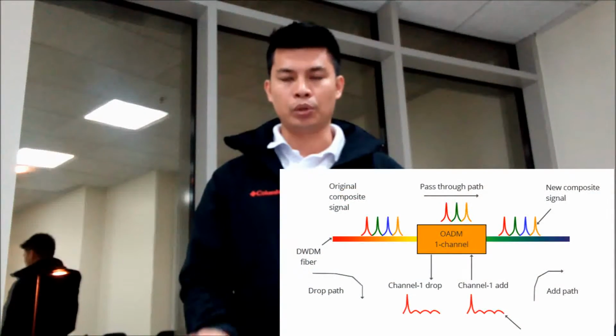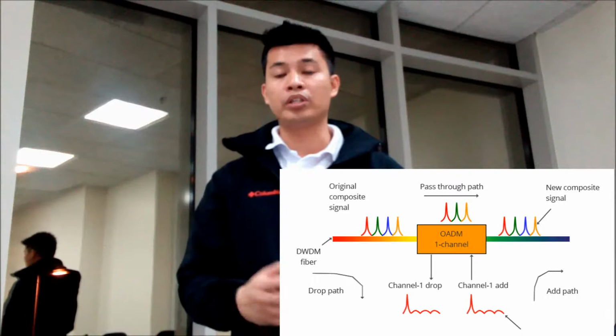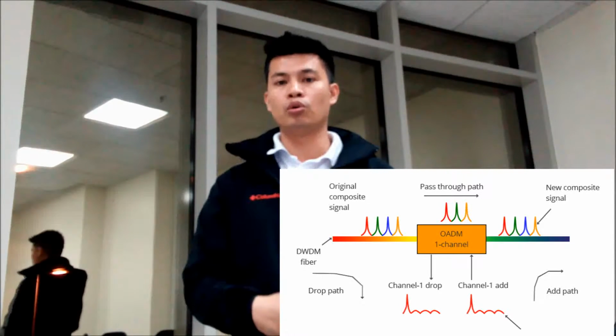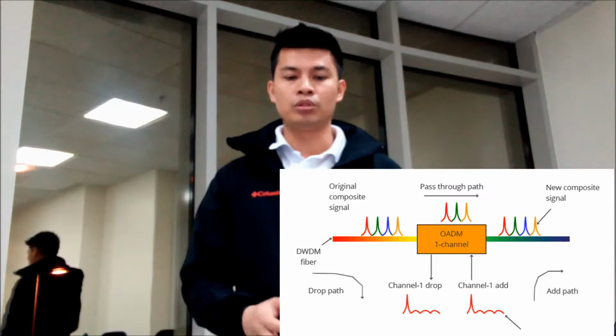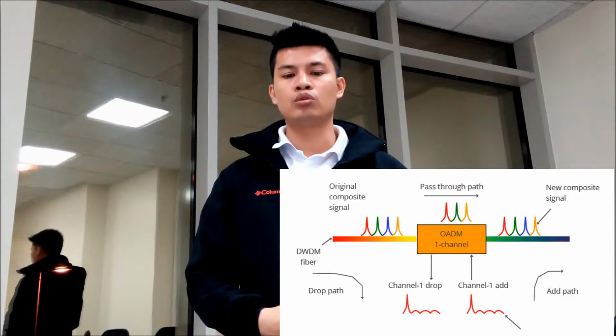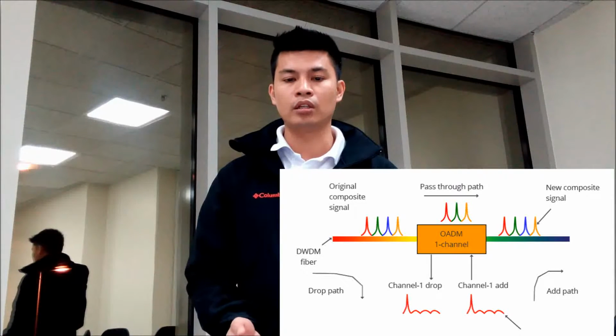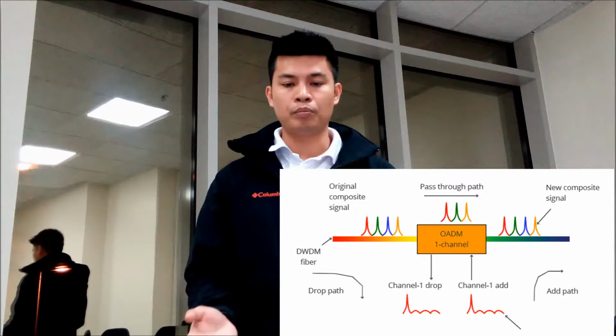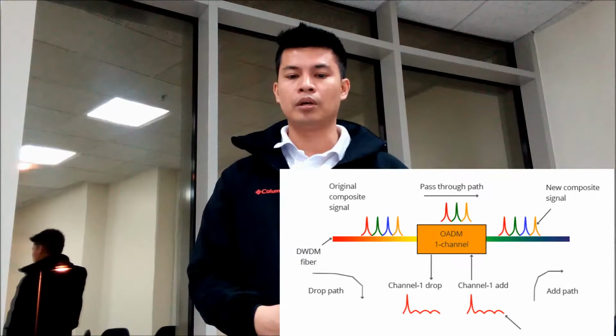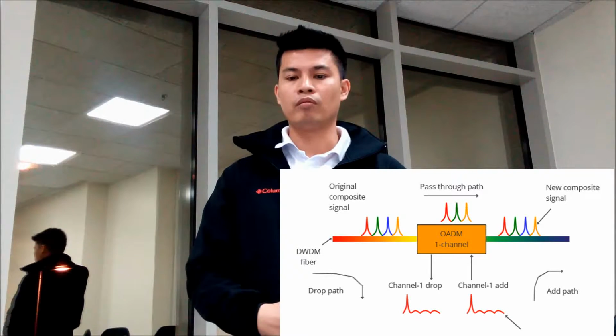Next component is optical add-drop multiplexers. Optical add-drop multiplexers have a different function compared with MUX and DMUX filters. Here, the figure shows the operation of a one-channel OADM. This OADM is designed to only add or drop an optical signal with a particular wavelength.